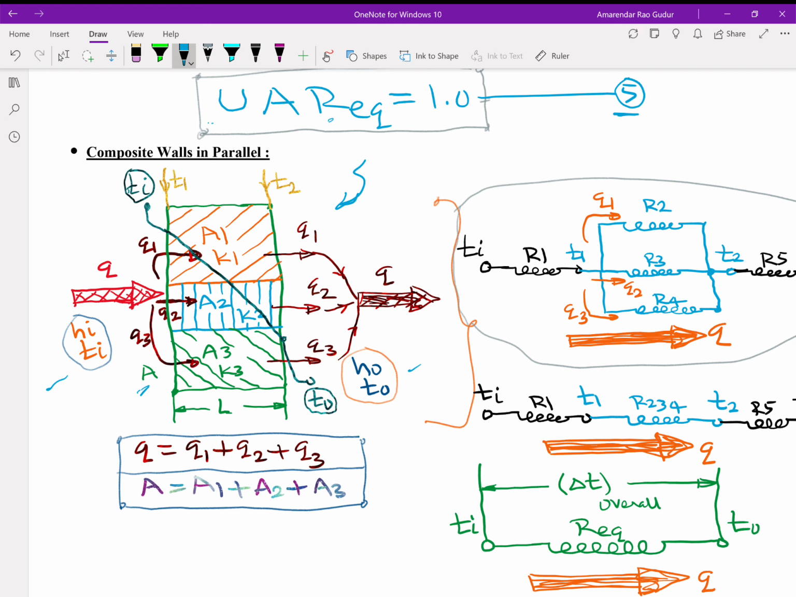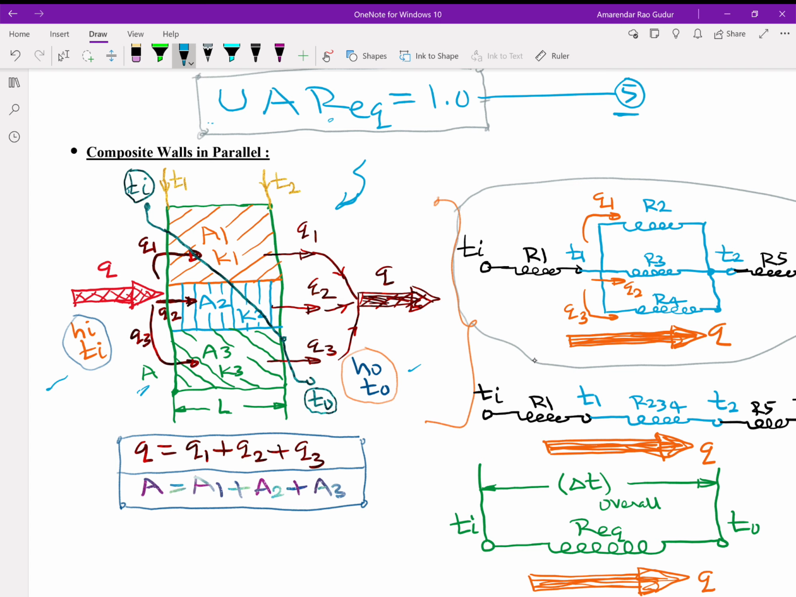Now whatever heat that is getting convected from inside fluid to inside wall, which is at temperature T1, it will be split into number of components, as many as the number of layers. Q1 is the upper component, conducting through first layer, L, A1, K1. Q2 is the middle component, getting through the second layer, L, K2, A2. And Q3 the third component, getting through same thickness, A3, K3.